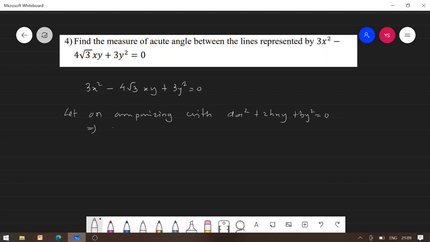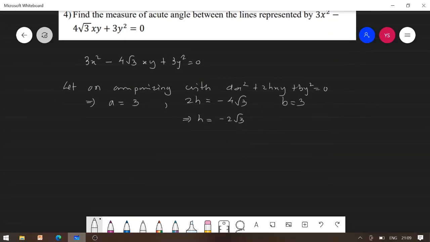We have here a value becomes the coefficient of x square, which is 3, twice h value becomes the coefficient of xy, minus 4 root 3, and b value becomes the coefficient of y square as 3. So that implies h value becomes minus 2 times root 3. So the acute angle between the pair of straight lines represented by ax square plus 2hxy plus by square equals to 0 is given by tangent of angle theta equals 2 times root of h square minus ab divided by a plus b.